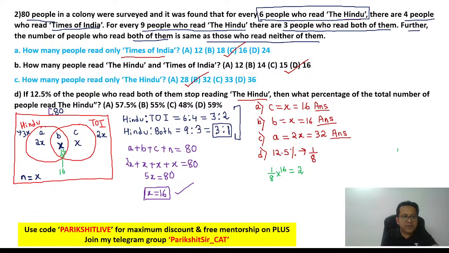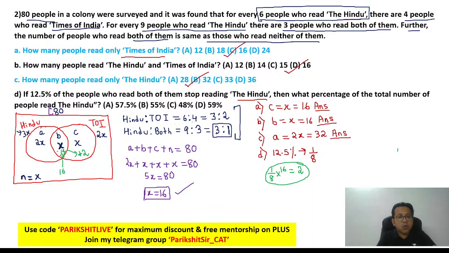Why? 1 by 8 of 16 is 2 people. So 2 people stop reading the Hindu. If they do so, these 2 people will go to only Times of India. Here it will become +2. Will you agree? Why? They were reading both the newspapers, but suddenly they stop reading the Hindu. If that's the case, they are reading only the Times of India. So Times of India will have +2.